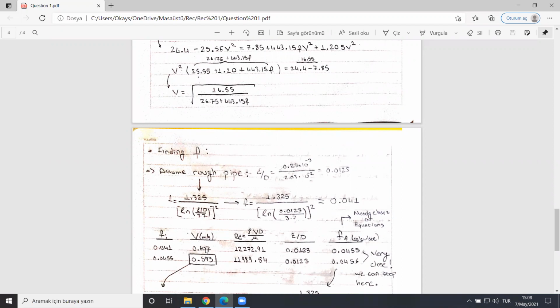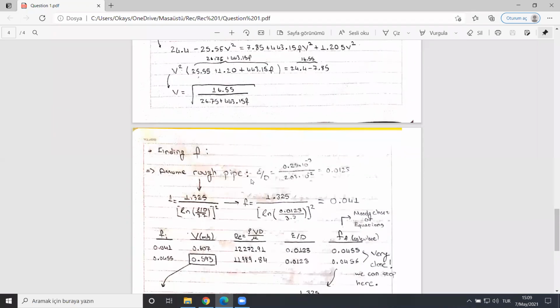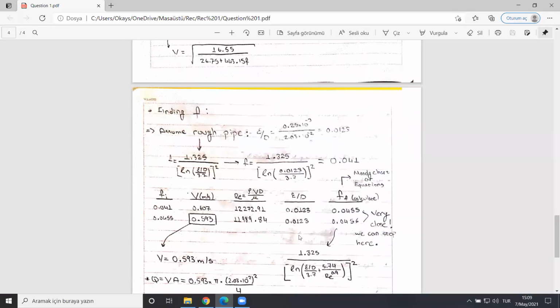You find this velocity, but still we don't know if this is our operating point, because in the first place, we assumed it's a completely rough flow and we cancelled this part. We are trying to see if it is correct or not. So once you find this velocity, you put it into this equation and find the Reynolds number. The point is why we are doing these iterations, because we want to use this original formula to see if our assumption was correct or not. So we need the Reynolds number.